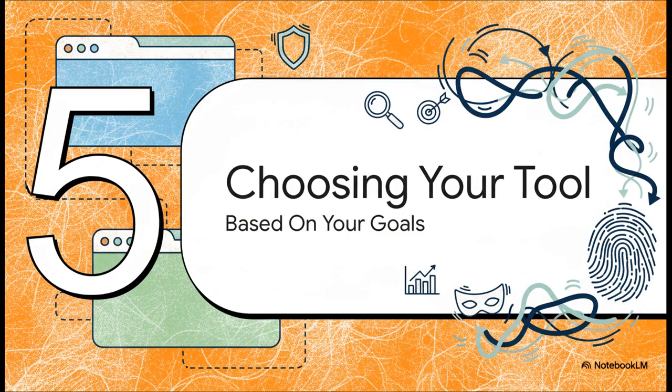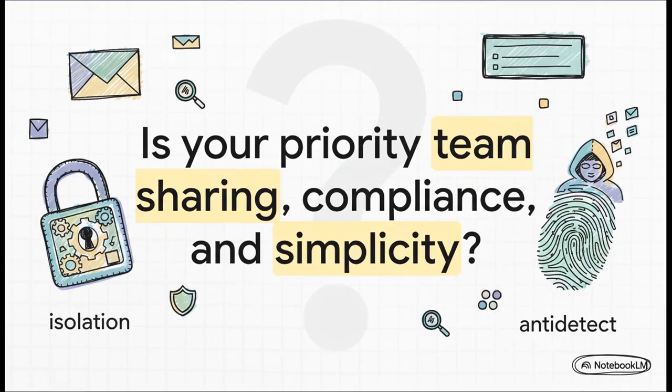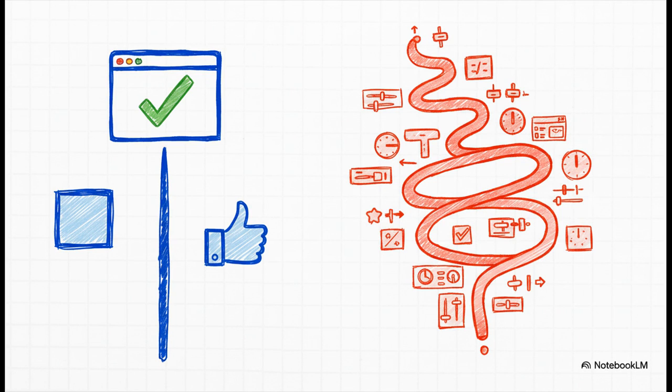Okay, we've covered the strategies, we've looked at the tools, so now for the big question. How do you actually choose? Well, it really just comes down to figuring out what your main goal is. So let's start with this. Ask yourself, is your number one priority easy and secure team sharing? Is it about staying compliant and just having a simple tool that works right out of the box without needing constant adjustments? If you found yourself nodding yes to that, then an isolation-first tool is almost certainly what you're looking for. It means you value stability and simplicity, just keeping things separate, more than you need the power and the complexity of faking a digital fingerprint.